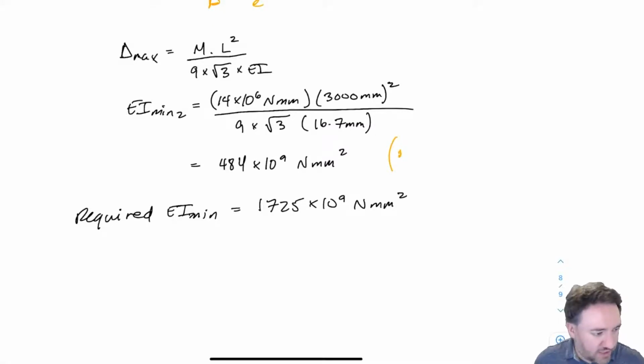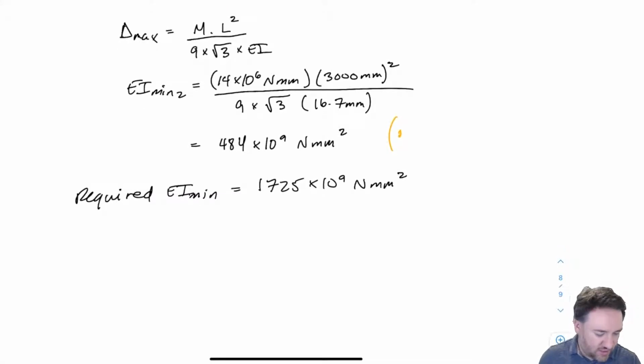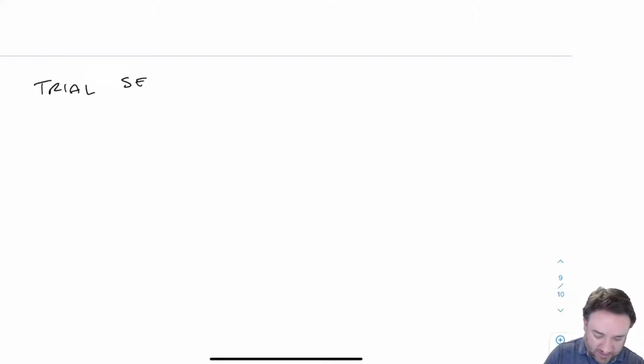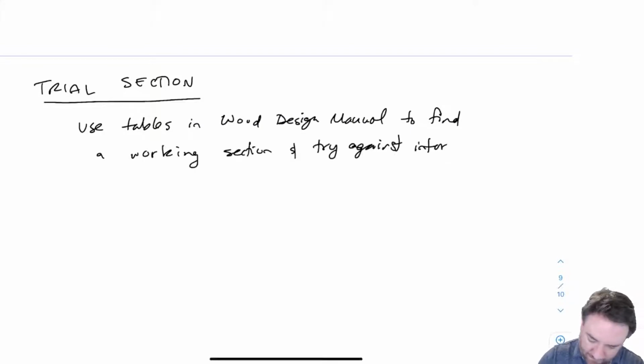Great. So next step is we need to determine basically what our trial section is. We are going to look at all of the different moments and axial forces and shears and try to come up with a section that's going to work for all these cases, keeping in mind that I'm also going to have a combined axial load and moment effect. So we're going to go to those tables. We're going to find a section that works.